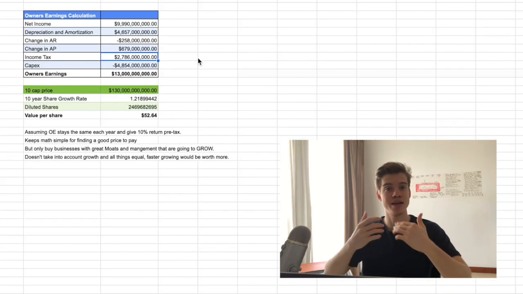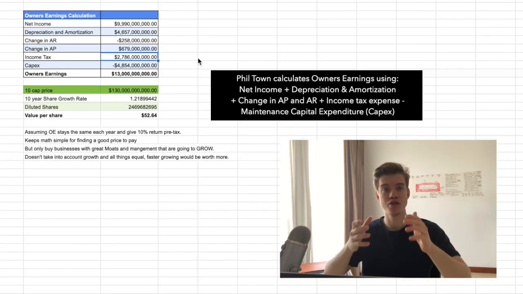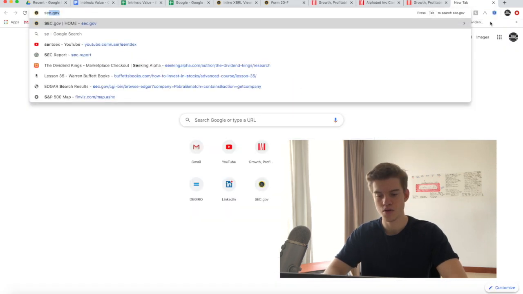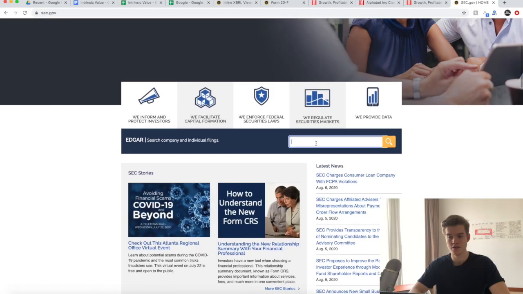And then you add back income tax because you want to have the owner's earnings pre-tax, because you're thinking like a business owner, and for a business owner, the most important thing is the pre-tax numbers. You might be wondering, where do I find these things in the company's statements? Where can I find these numbers? What you do is you want to go to the SEC's website. You then want to enter the company's ticker symbol.